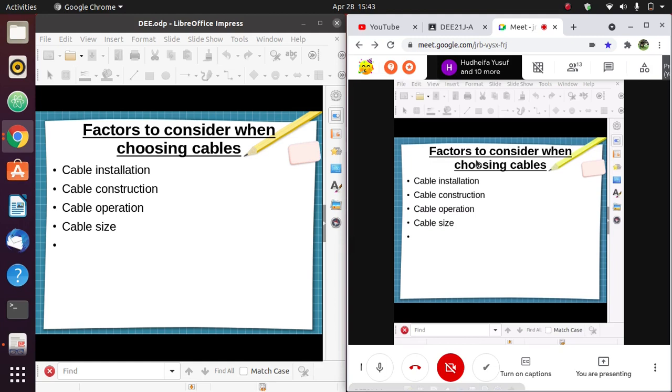Now, cable operation. The cable that you're choosing must be able to withstand those voltage stresses. Kama kuna shida, then there should be an allowable limit that cable can be able to withstand. And sana sana, this insulation is usually chosen according to the face-to-face voltage.